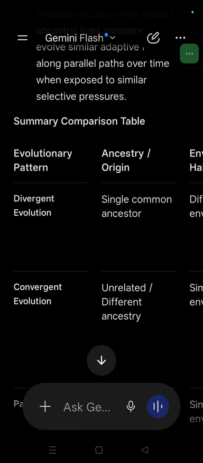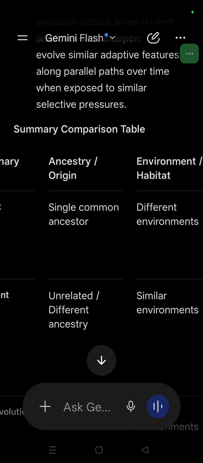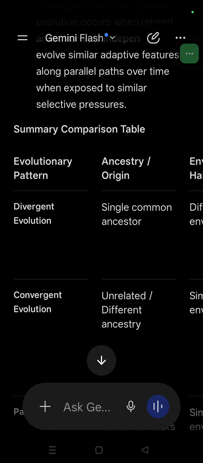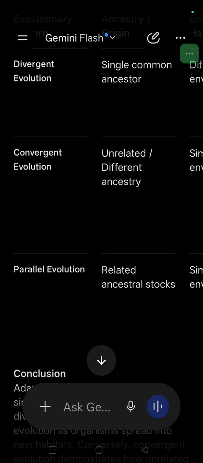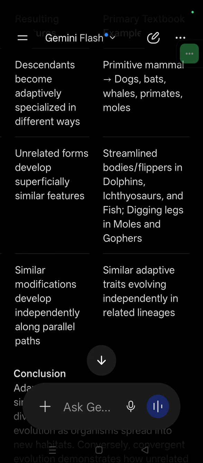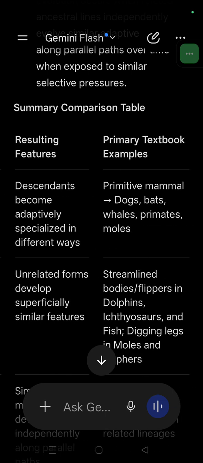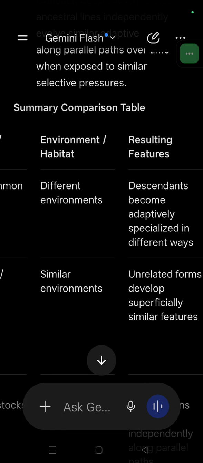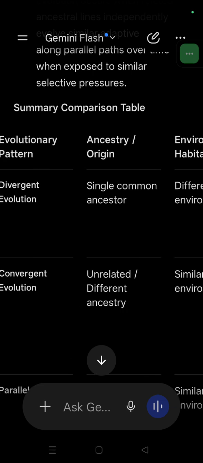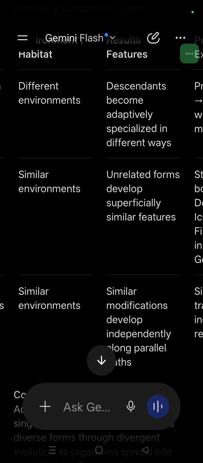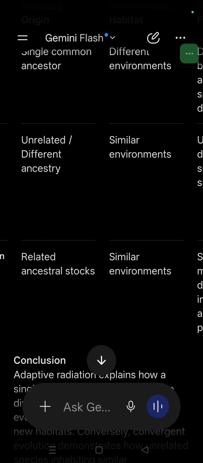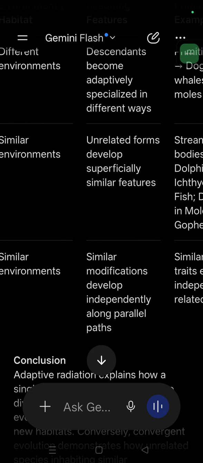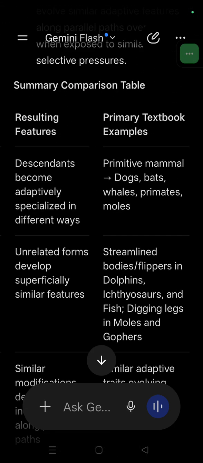These are the ancestral origins. Divergent evolution: different environments. Convergent evolution: similar environments. Parallel evolution: similar environments. Resulting features: in divergent evolution, descendants become adaptively specialized in different ways. Convergent evolution: unrelated forms develop superficially similar features. Parallel evolution: similar modifications develop independently along parallel paths.